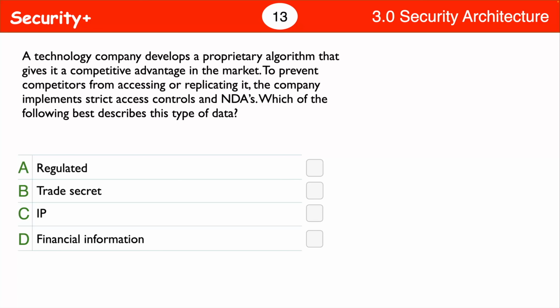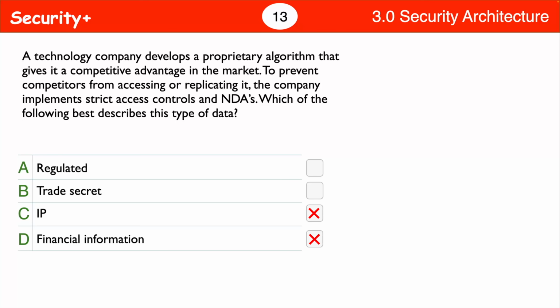So now let's go ahead and go with the process of elimination. We can start by eliminating D, financial information. That refers to things like revenue, expenses, and other monetary details, which is not relevant at all to this scenario. Next, we can eliminate C, IP. In this situation, that's intellectual property. IP includes things like copyrights, patents, and trademarks, but it is public and not confidential.